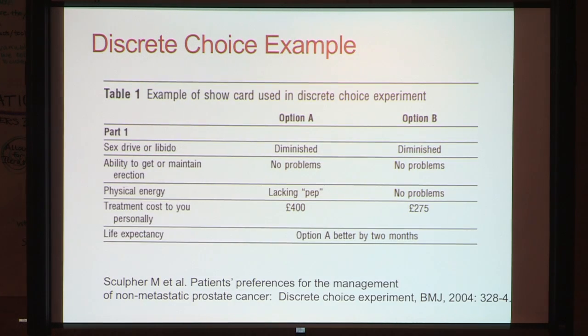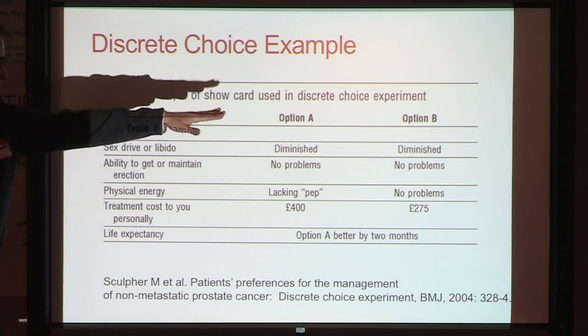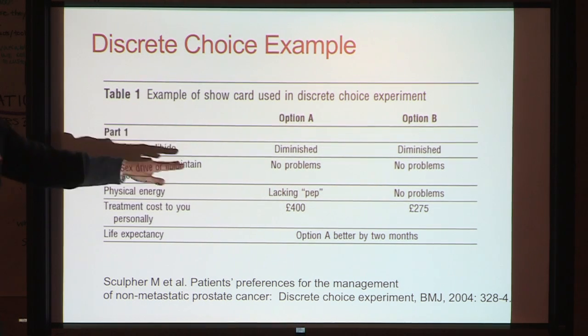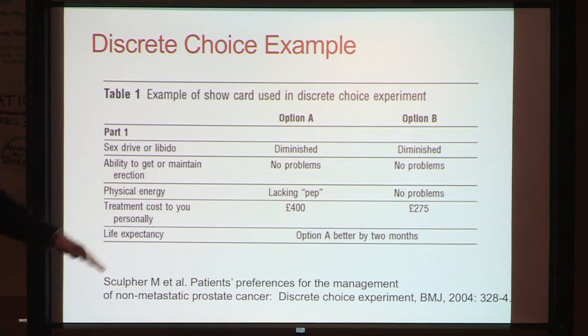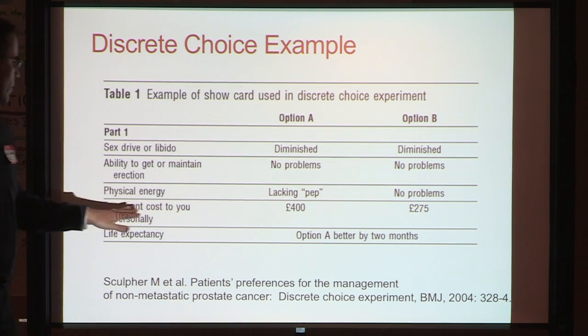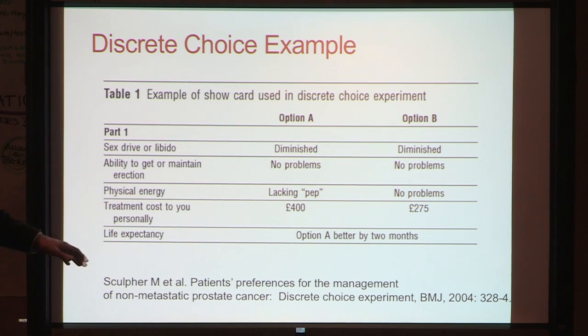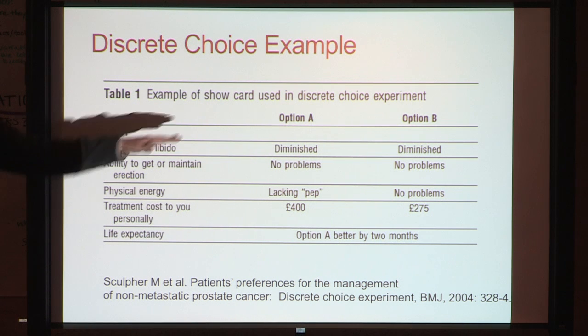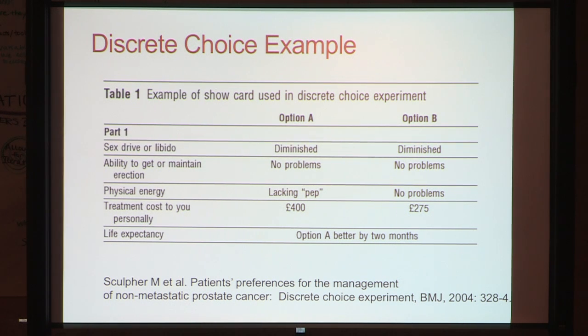This is an example from Mark Sculpher's work with prostate cancer. And here's option A, diminished libido in both option A and option B. Here's option B here. And you can see which of these different ones are the same. Ability to maintain erection, they're both the same, but there are differences. You have less energy with option A. Option A costs more, but option A has a little higher life expectancy. So you're making these trade-offs. You look at these options and you decide which one you want.